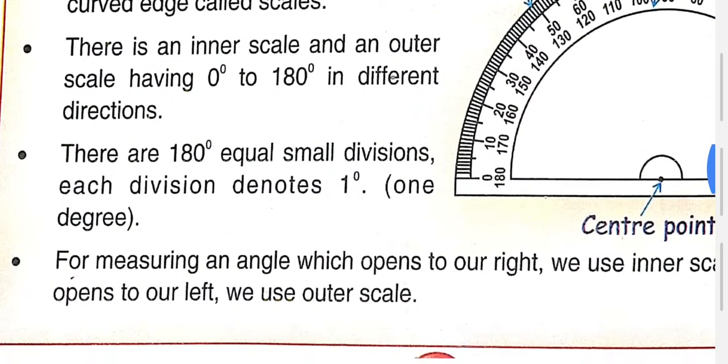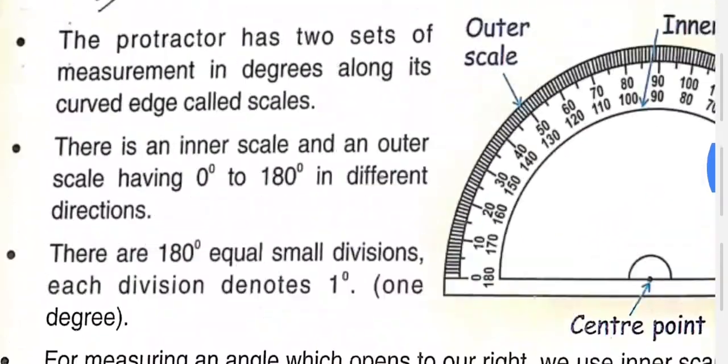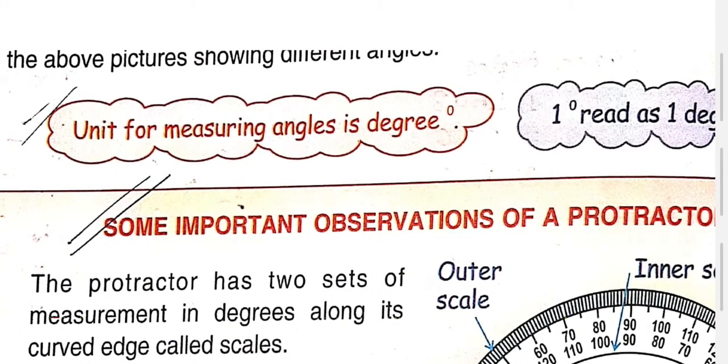And the angle is measured in degrees. Okay. So these are the basic things. The unit for measuring an angle is the degree, and 1° is read as 1 degree.